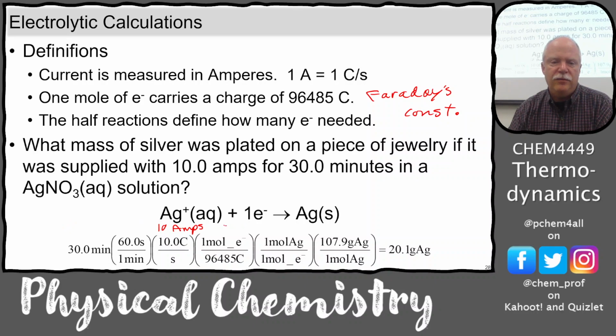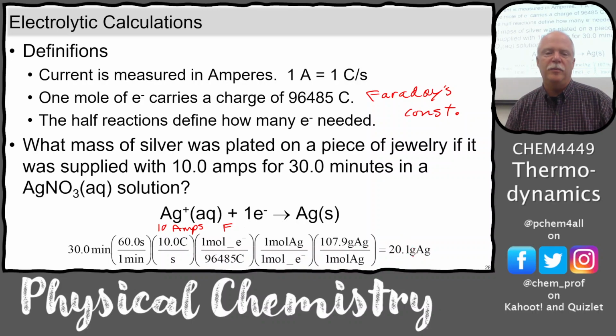So this is F. And then once we have electrons, we go to the half reaction, and we can see how many electrons gives us so many moles of the metal. So that gives us a mole of silver, and then a mole of silver is 107.9 grams. So that we put 20 grams.